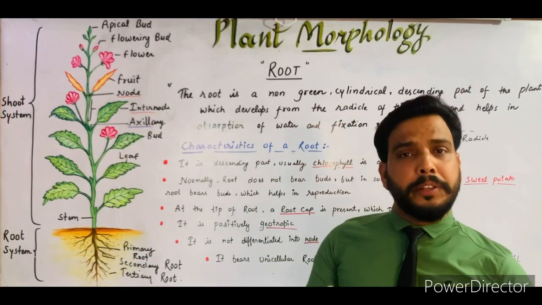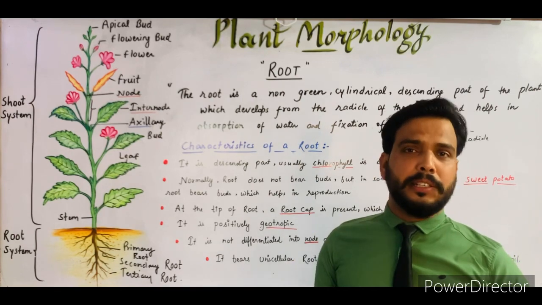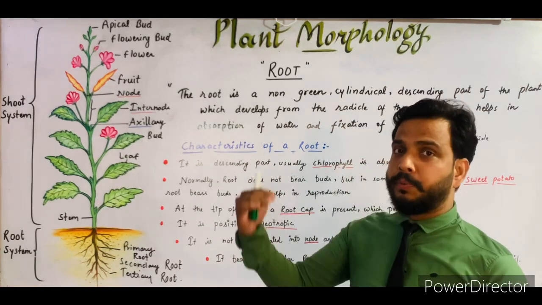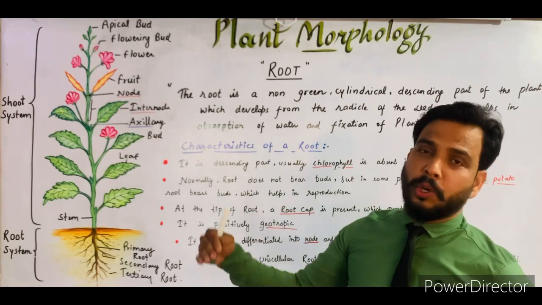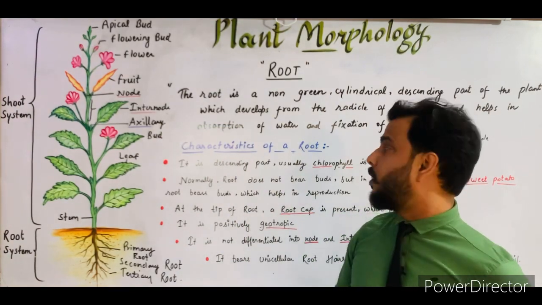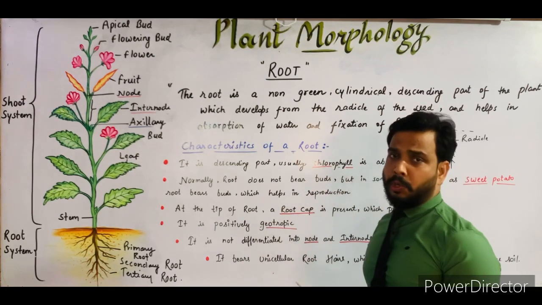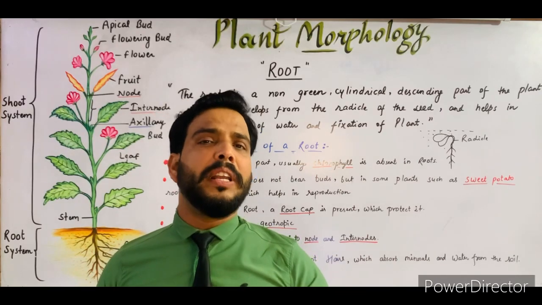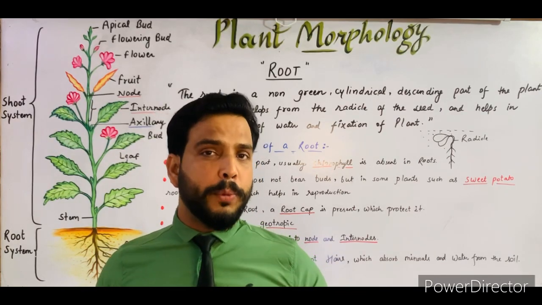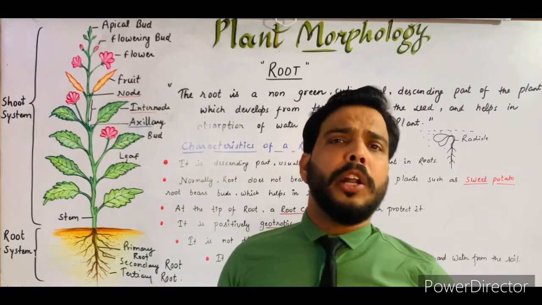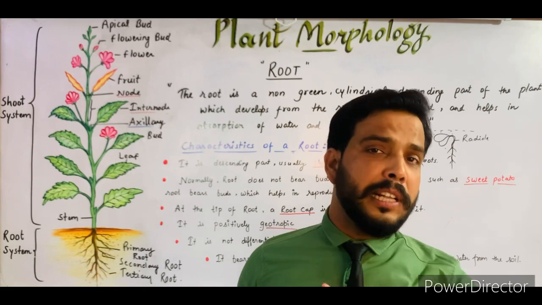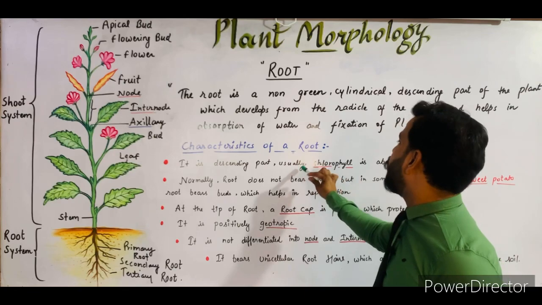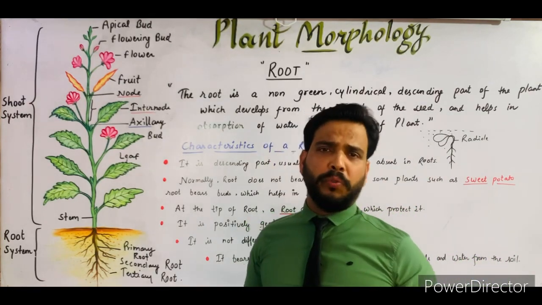Now we'll talk about the different special characters of a root. Number one, it is the descending part. As we know that it develops from the radicle of the seed, it is the descending part because it grows inside the soil. Usually chlorophyll is absent in root. We know that all the green parts of the plant consist of chlorophyll-containing cells which help in photosynthesis and formation of food. But most of the time roots are not green in color, meaning the chlorophyll-containing cells are totally absent in root. So chlorophyll is absent in root.